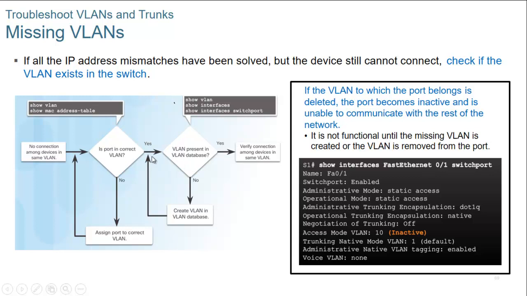Now let's say they are in the right VLAN now, but they still cannot communicate with each other. So is the VLAN present in the VLAN database? How do we know that? We can use these commands: show vlan, show interfaces switchport. Once you check that, if it is not in the database, create the VLAN in the VLAN database. And if it is in the database, verify connection among devices in the same VLAN. We have to go and slowly check everything that has been done. Troubleshooting is slow work, but you have to do it step by step.